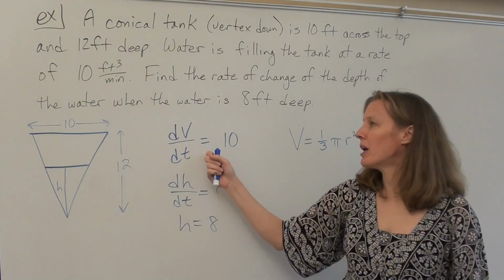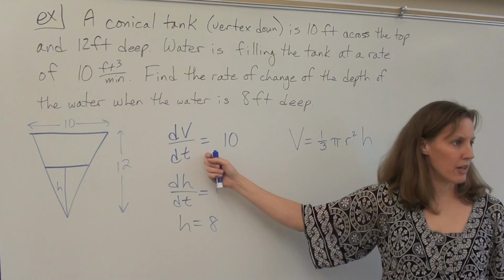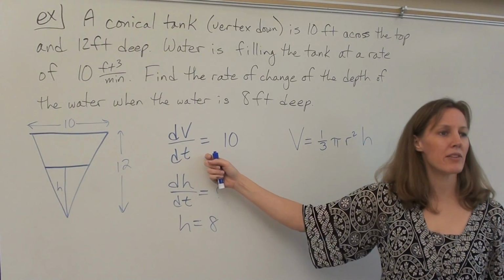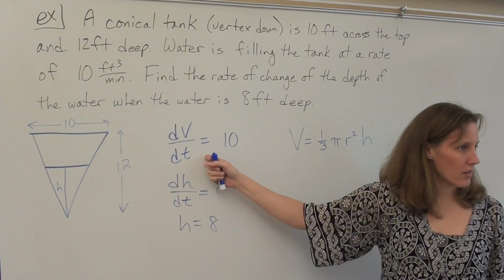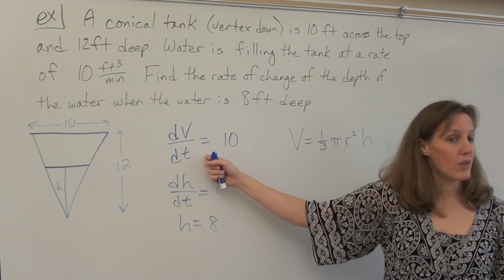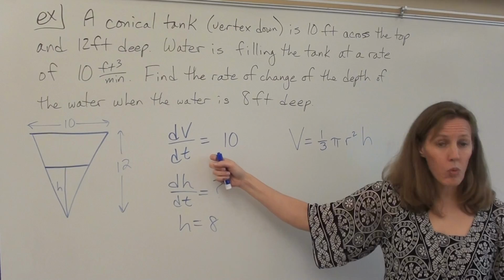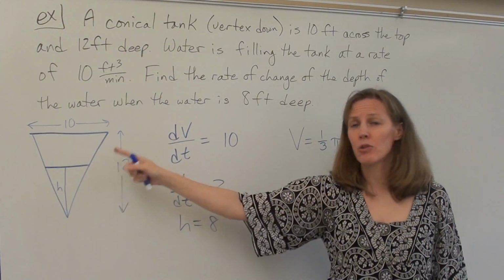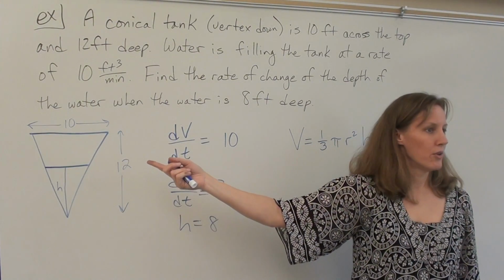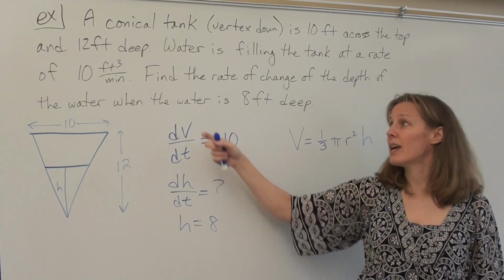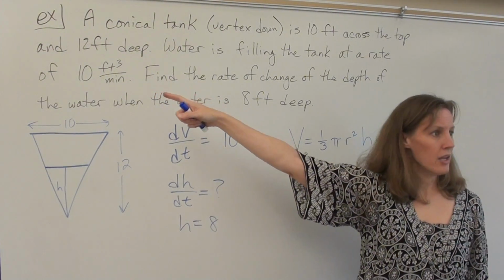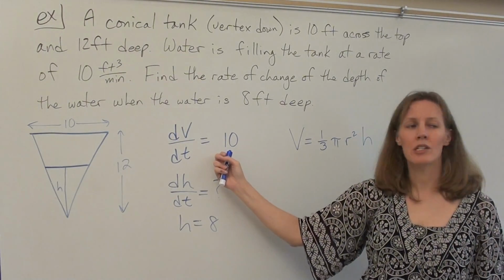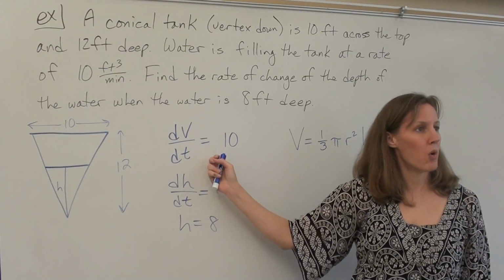When I'm talking about dV/dt equals 10 here, am I talking about the volume of the tank or the volume of the water in the tank? Volume of the water. Because is the tank's volume changing? No, right? The water in the tank is changing at a rate of 10 cubic feet per minute, right? Okay, so this rate of change is the rate of change of the volume of the water.